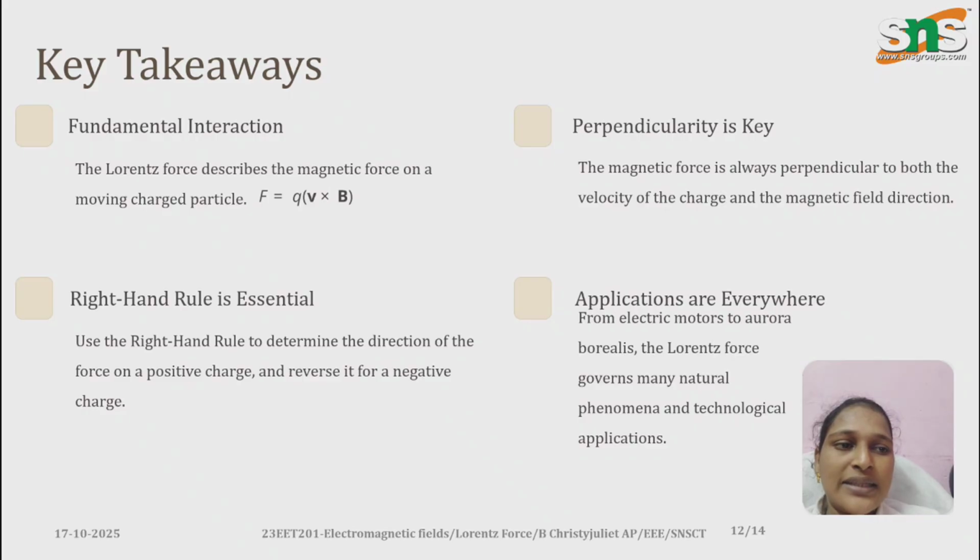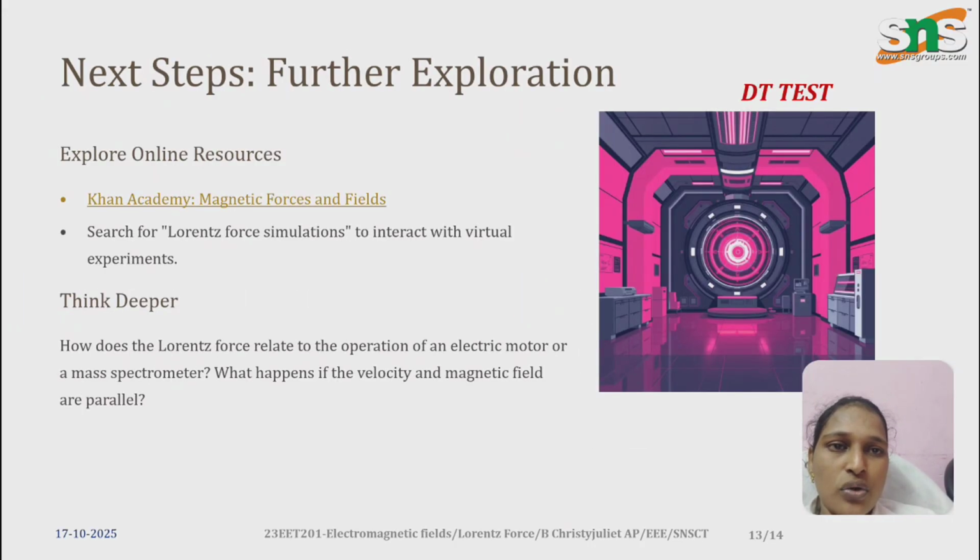So these are the key takeaways of today's discussion. We have discussed the fundamental interactions of the individual charge carriers because of the current, which is the result of the Lorentz force. We have seen what the Lorentz force is, what its equation is, how it can be visualized through certain real-time scenarios, and how we can find the direction of this force using the right hand rule. For further exploration, you can visit these websites or links.